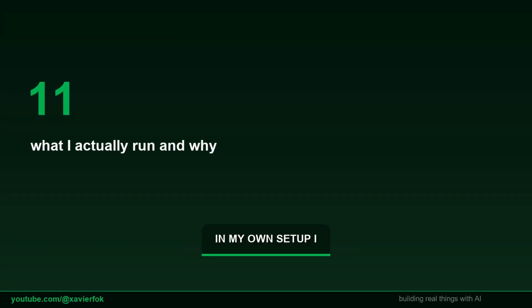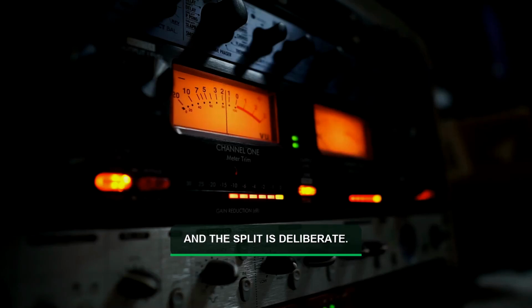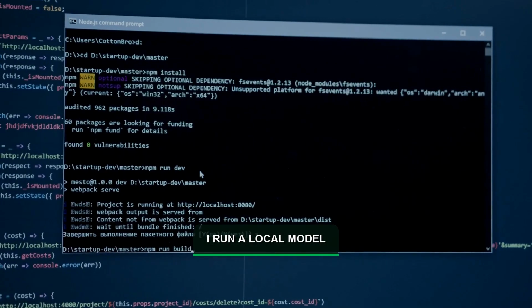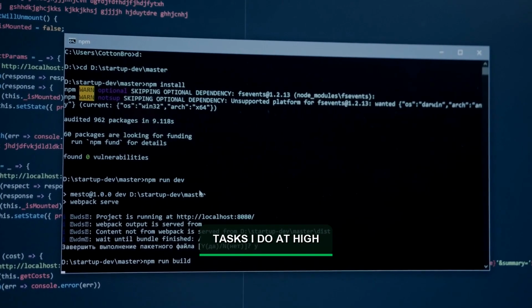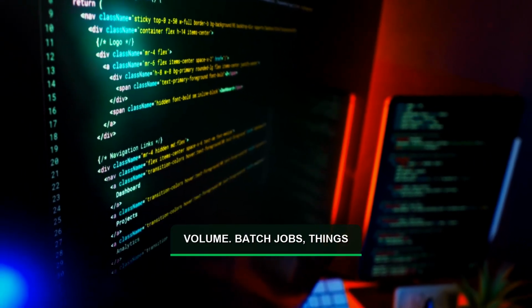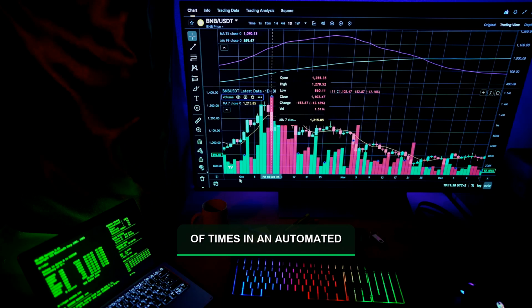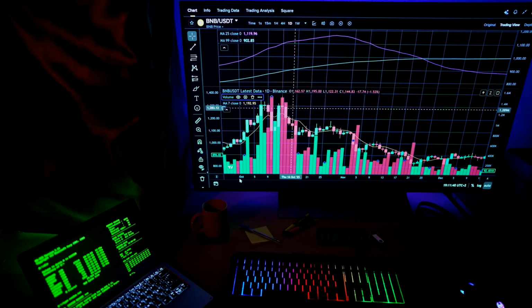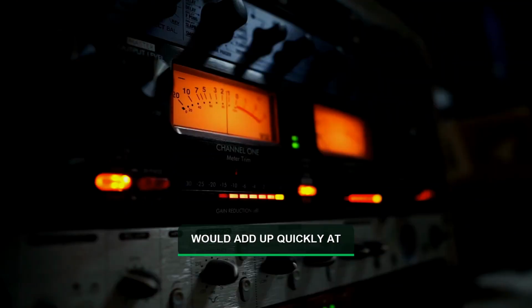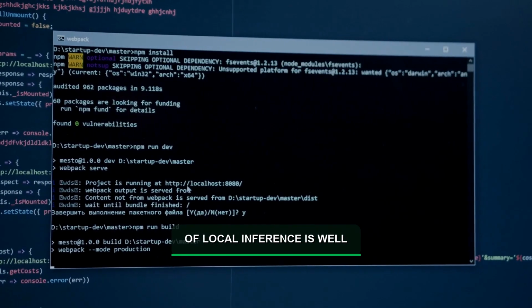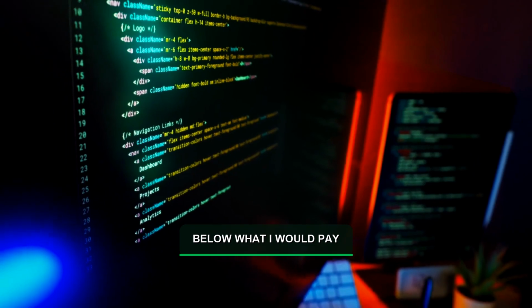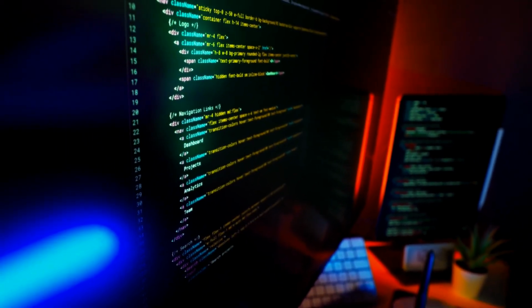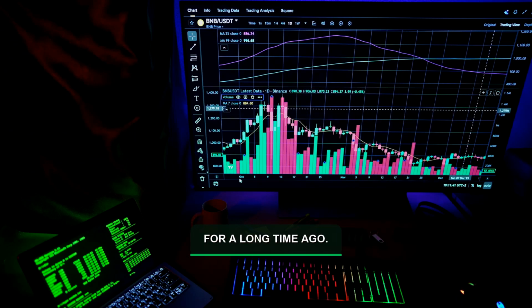What I actually run and why. In my own setup, I run a mix of both, and the split is deliberate. I run a local model on my own card for tasks I do at high volume, batch jobs, things I run dozens or hundreds of times in an automated pipeline, tasks where the metered cost would add up quickly at scale. For those, the marginal cost of local inference is well below what I would pay per call on a metered API, and the hardware was paid for a long time ago.